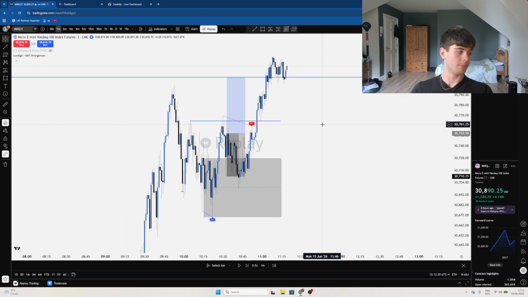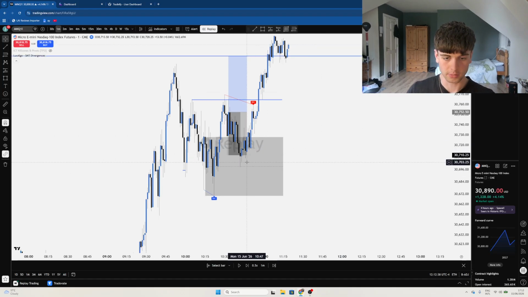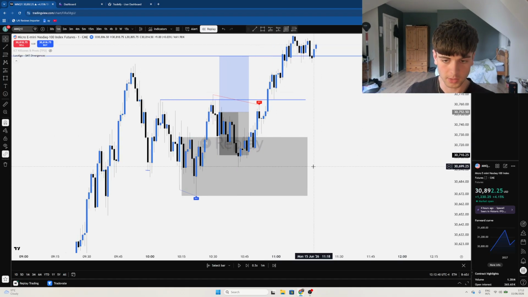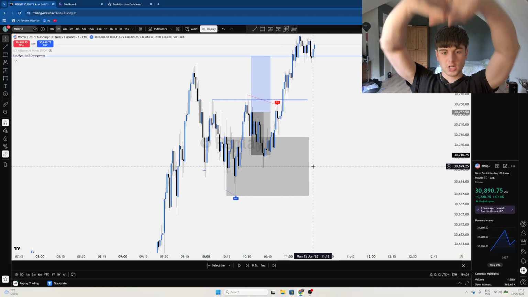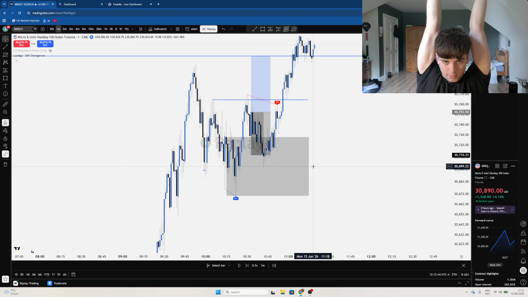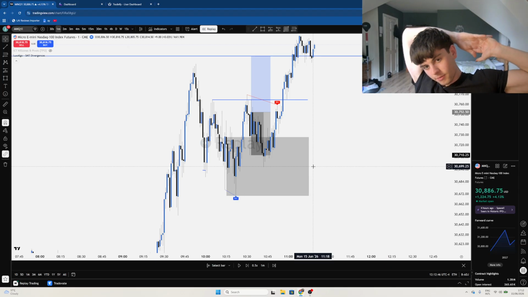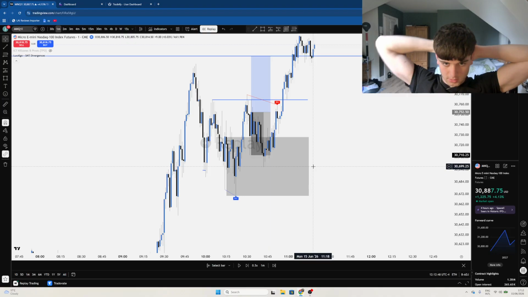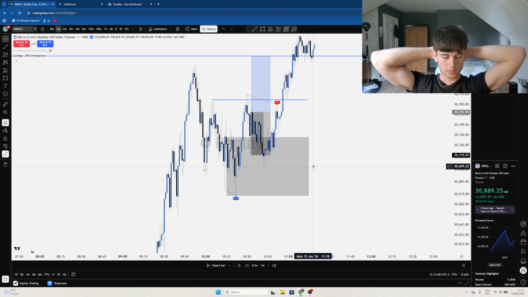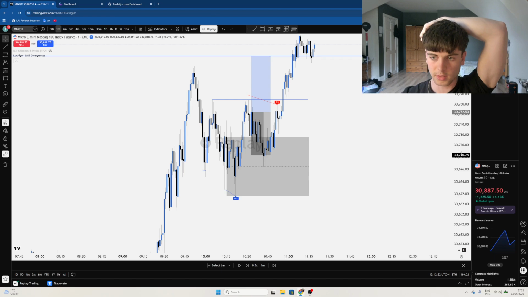So it is something to learn from, especially that rejection block play. We perfectly wicked the middle of the rejection block. That's something to wait for in the future. The first trade was definitely really good. The second trade probably wasn't as good, but I still wouldn't say it was bad.